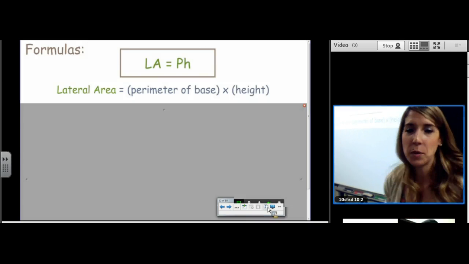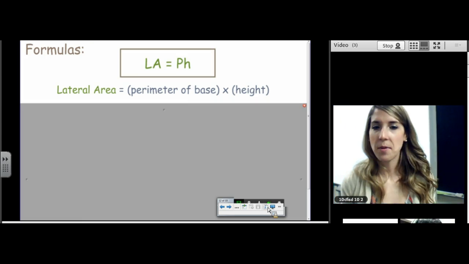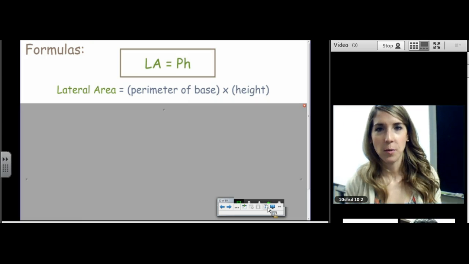Formulas. Let's just dive into our formulas. Get your notes out and write LA equals PH. What does that mean? LA equals PH.